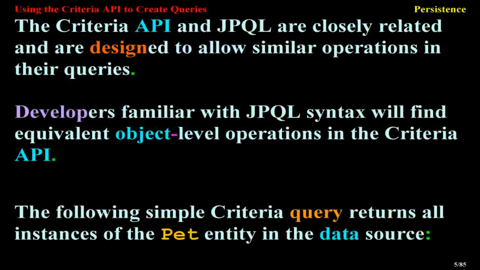The Criteria API and JPQL are closely related and are designed to allow similar operations in their queries. Developers familiar with JPQL syntax will find equivalent object-level operations in the Criteria API. The following simple criteria query returns all instances of the Pet entity in the data source.